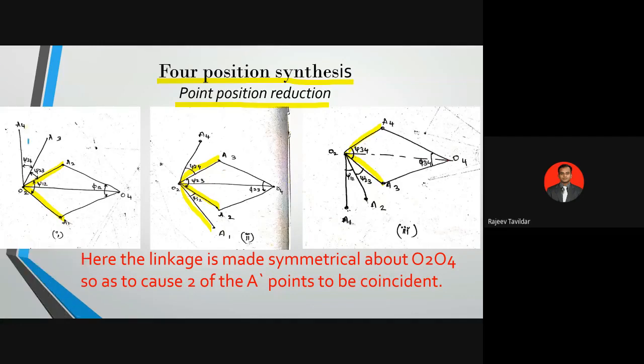After doing this construction to locate the output links, what we usually do is we place the center of rotation or center of arc on this O4, and I'll make this O4 A2 as the radius, and I'll rotate it backwards by phi 12, and when I rotate it back it will coincide or overlap with this A1. That means I will get this A2 dash overlapping with A1, which is already present here. Why? Because this A1 and A2 are symmetric about that O2 O4.